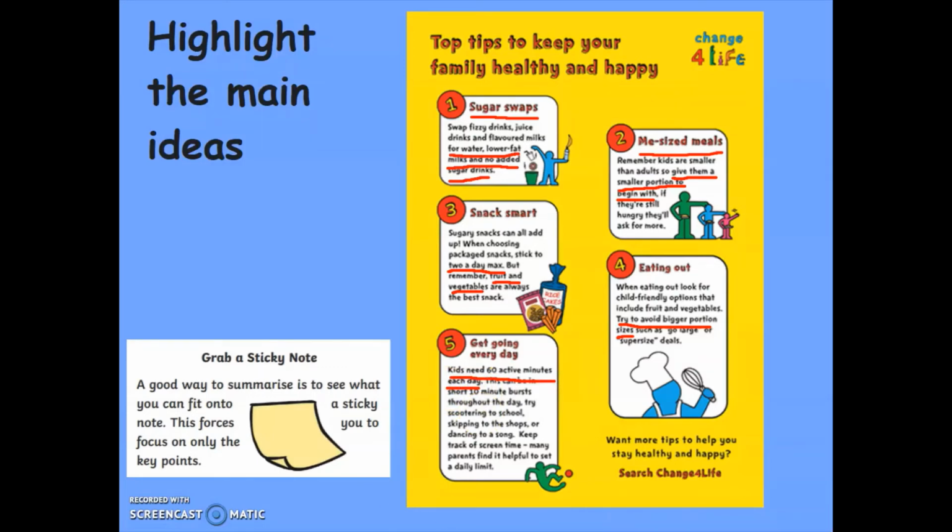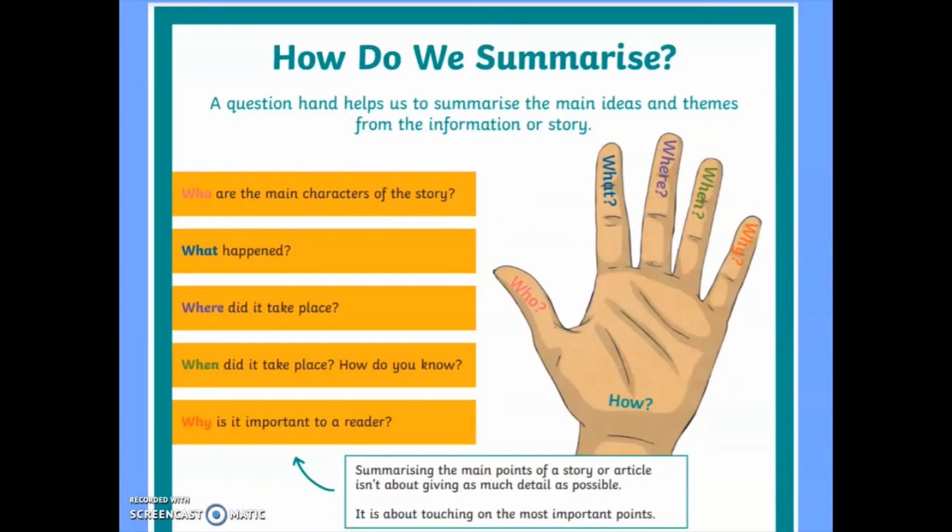When you're thinking about summarising, a good way to think about it is how much information you can fit on a sticky note. You only want to choose the amount of information that you could stick on a small post-it note, making sure you focus on only the key points. A question hand can also help us summarise the main ideas or themes from the information or story. Today we're going to be looking at information texts, so some of the ones for story might not be relevant.